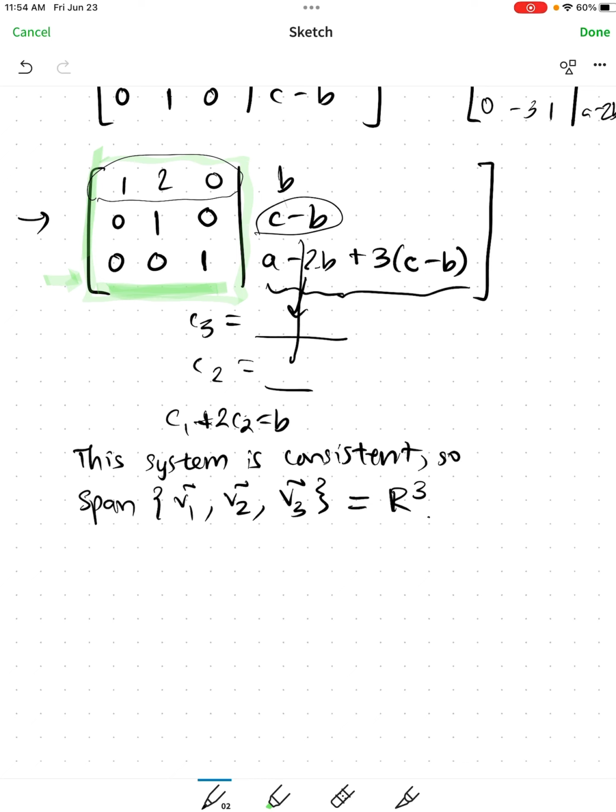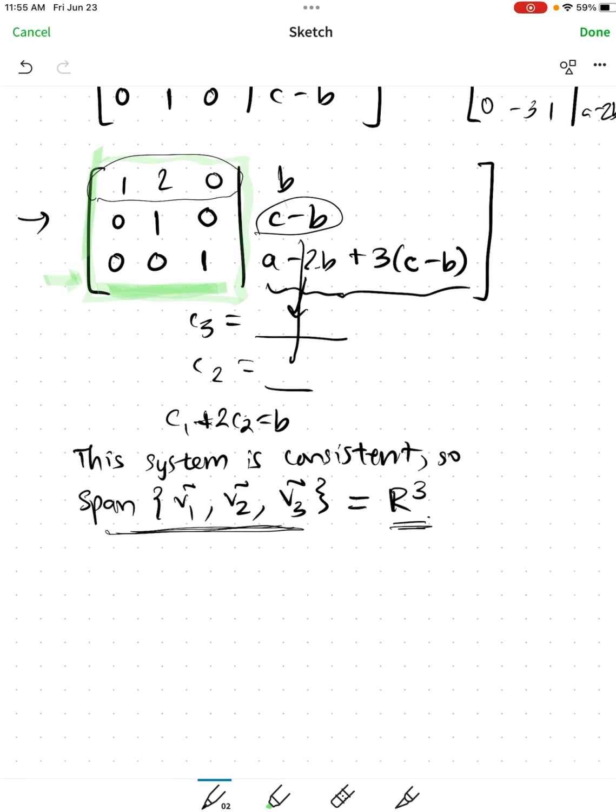Okay, one small thing that I kind of skipped over: technically I showed that if you have something here, it is an element here. And technically, to show that two sets are equal, I need to show that if I start with something in the span, I get something in R3. But that's just true in general because V1, V2, and V3 are elements of R3. So any linear combination is going to be in R3.